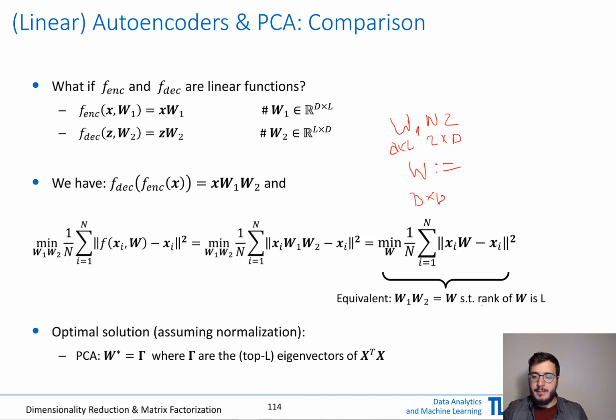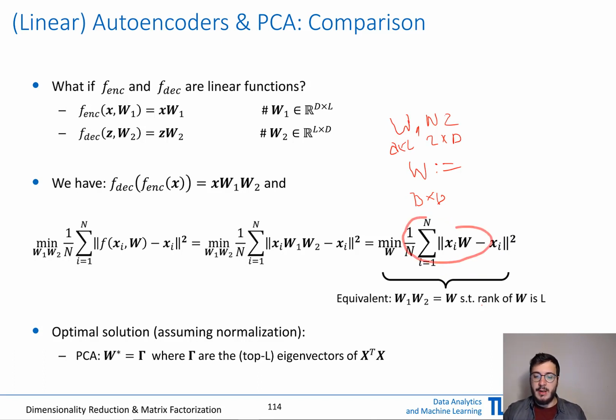But because these have at most rank L, the resulting W will also have at most rank L. So basically now if we take this optimization problem and equivalently say we're going to just work with one weight matrix W, but restrict the rank to be at most L, we arrive at this final optimization problem. And this optimization problem looks very similar to PCA or SVD.